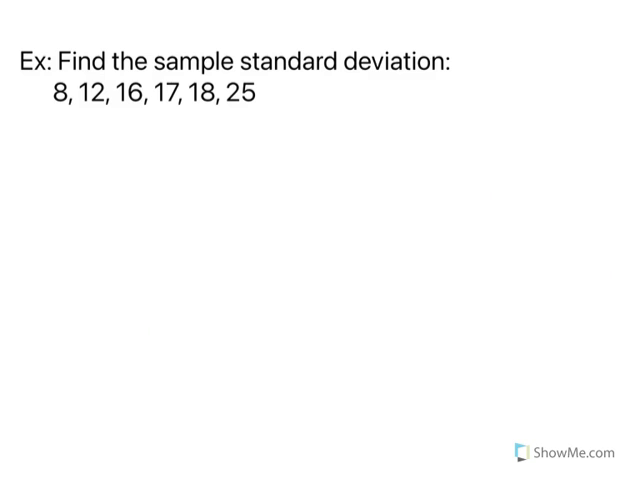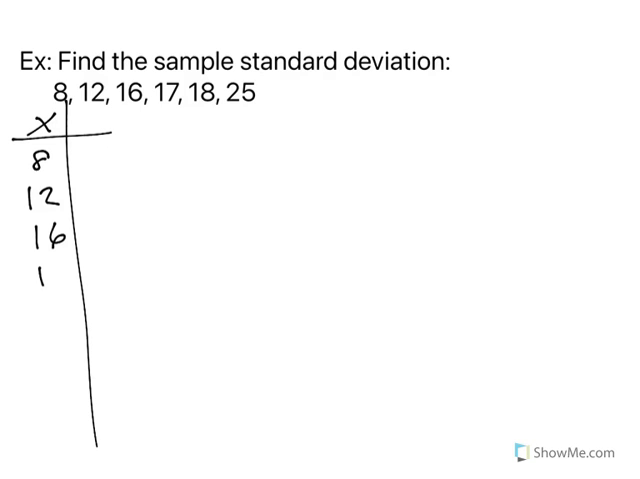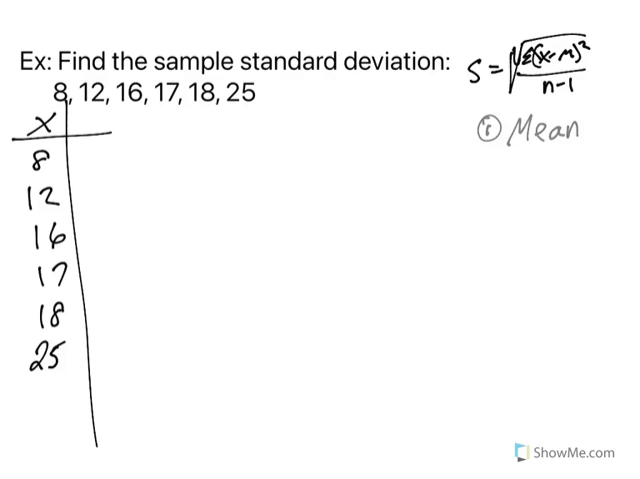Now let's do a sample standard deviation. Here we have 6 numbers. Again, I'm going to start with my table: 8, 12, 16, 17, 18, and 25. The only difference in our formula is that we're going to take the summation of x minus mu squared all over n minus 1. So the n minus 1 is really our only difference. Step 1, we have to find the mean. When I add 8 plus 12 plus 16 plus 17 plus 18 plus 25, I get 96. And 96 divided by 6 is a nice easy 16.